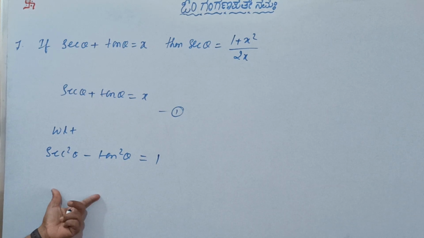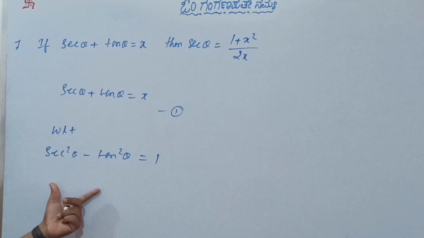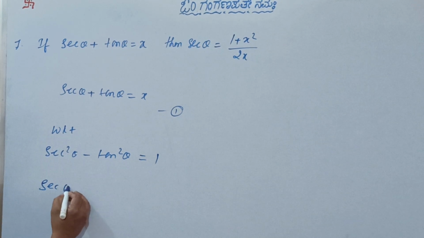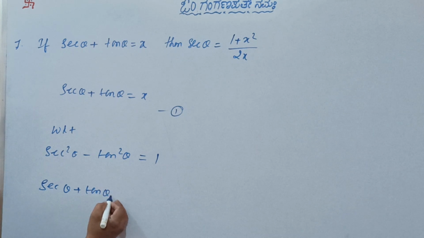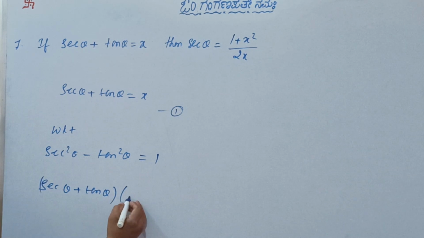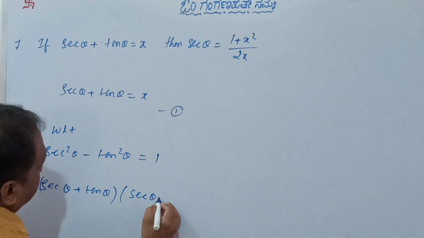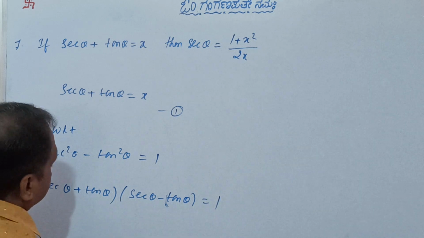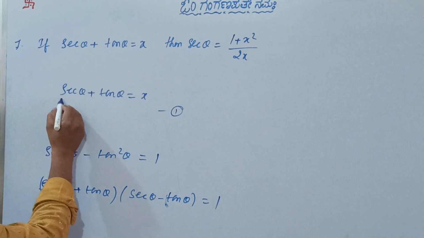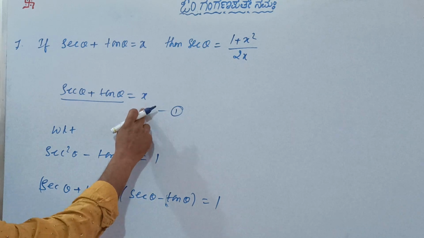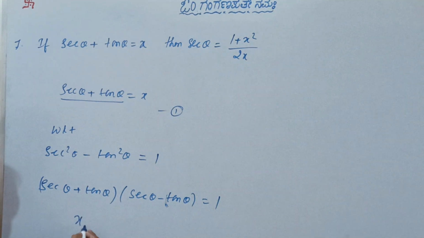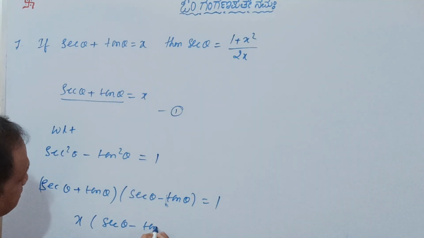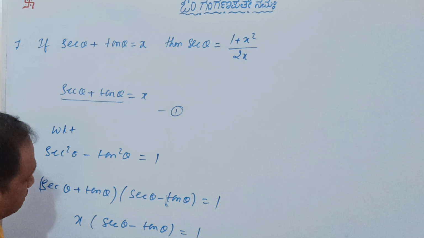This one I will write in the form of (a plus b) into (a minus b), that is (sec theta plus tan theta) again (sec theta minus tan theta) is equal to 1. Here we know the value of sec theta plus tan theta is x. We'll put the value here, x, and this one, (sec theta minus tan theta), is equal to 1.